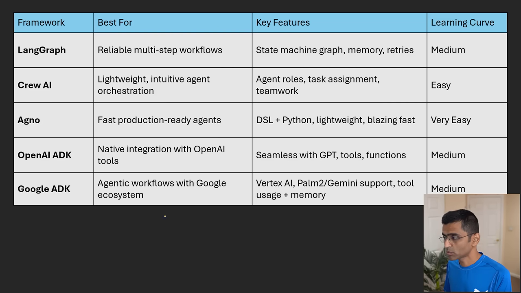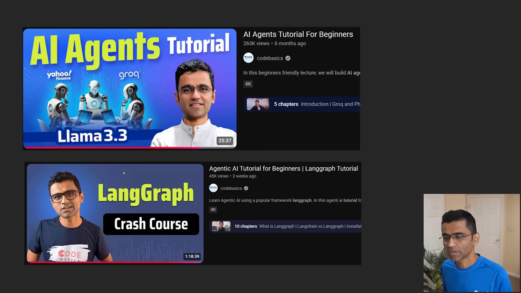Now, if you look at the easiest learning curve, that is Agno, okay? So if you want to build super fast, quick agents, go with Agno. If you want to build multi-step workflows with state machines, you know, state graphs, go with LangGraph. For multi-agent systems, go with CrewAI. And if you are deeper into OpenAI or Google ADK, the Google ecosystem, you know, in your company, then you can choose one of these two. To learn some of these frameworks, I have complete tutorials. I will provide the links to all these tutorials below, so you can have a complete crash course.